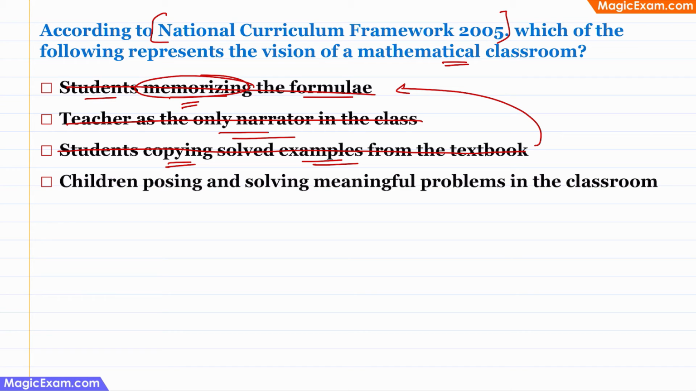Now the last one says children posing and solving meaningful problems in the classroom. Now this is where contextual problems come into picture because whatever is being taught in the classroom, the theory, the children should be able to relate to it in a real world scenario. They should be able to use real world examples to understand what is being taught in the classroom. Therefore, statement 4 is what the NCF recommends as the vision of a mathematical classroom.